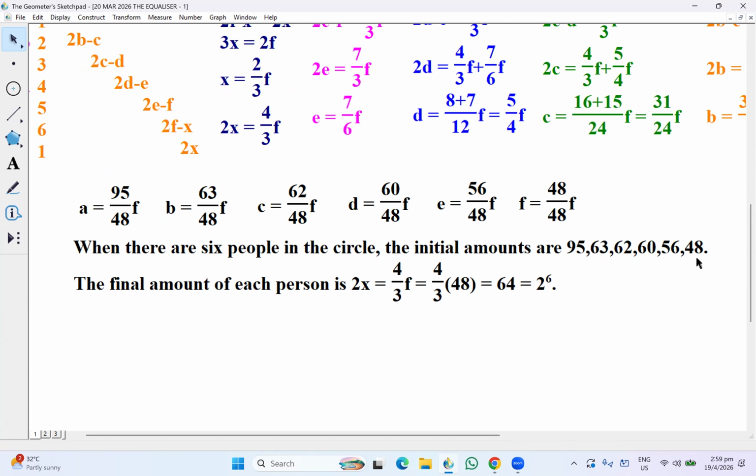Okay. The final amount each person has is 2X. F is 2X, everybody 2X. 2X is 4 times F over 3. We put F as 48. Then it's 2 power 6. So 6 people, 2 power 6. Everybody 2 power 6, and everybody has 64. We check our working.